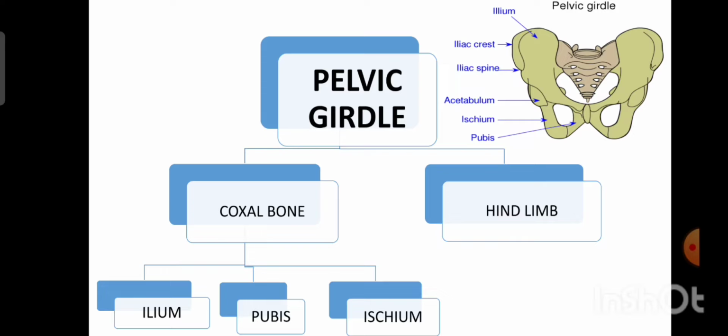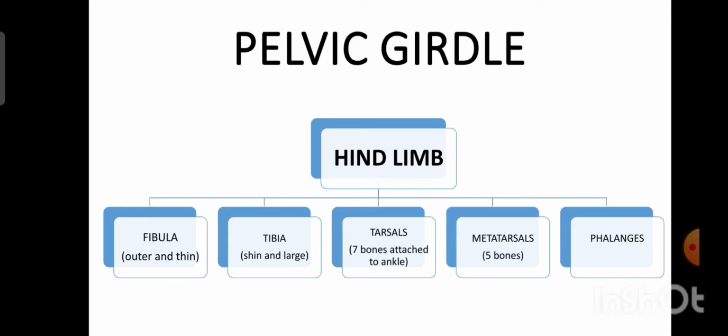Then comes the pelvic girdle. The pelvic girdle is made up of 3 units, the ilium, ischium and pubis, which form the coxa. The two halves of the pelvic girdle are joined at the pubic symphysis. A cavity called the acetabulum is also present. Then the lower limb or hind limb consists of the femur, tibia, fibula, tarsals, metatarsals and phalanges.